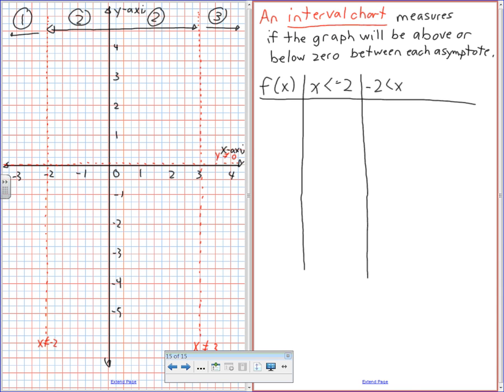x is less than 3. Great. On the right-hand side, what's interval number 3 going to be? Oh, come on, guys. Please be awake here. Please try it. Go ahead. X is going to be greater than 3. X is greater than 3.